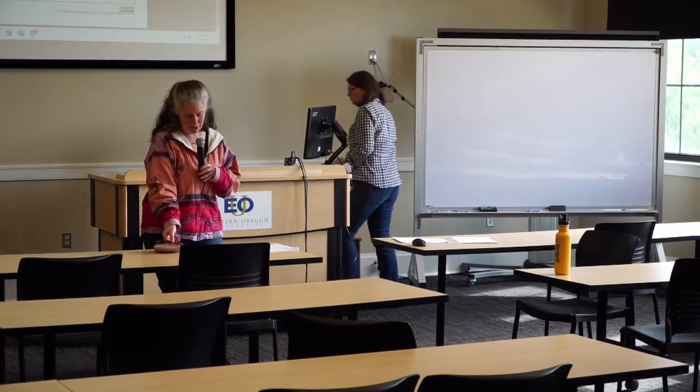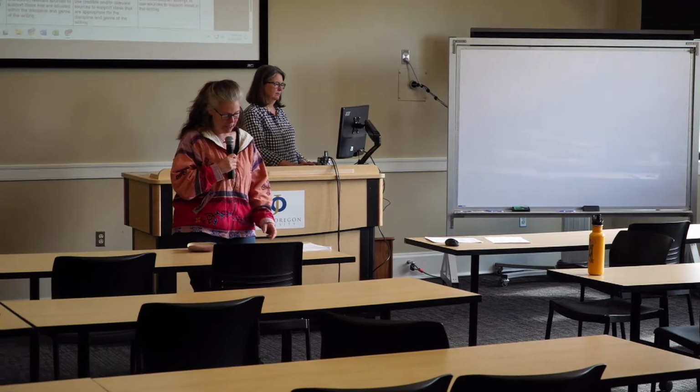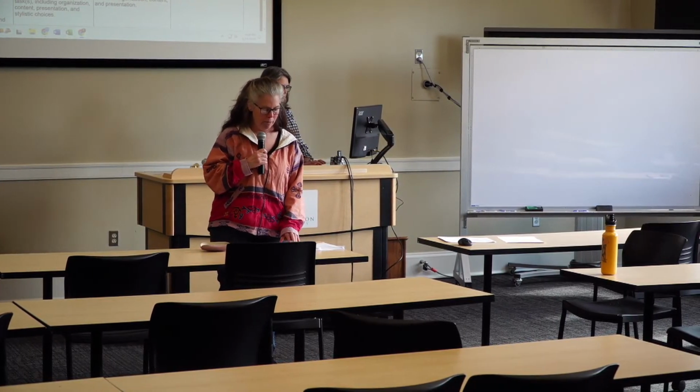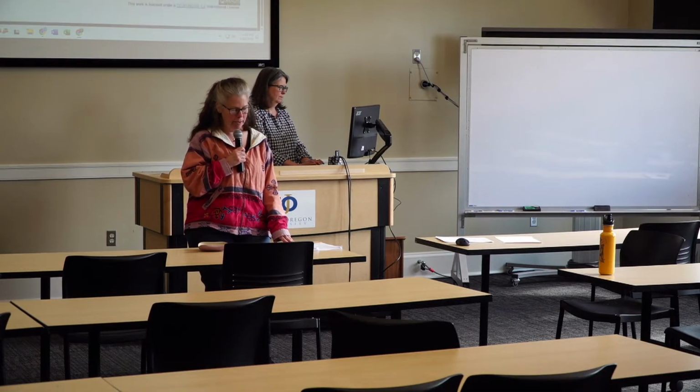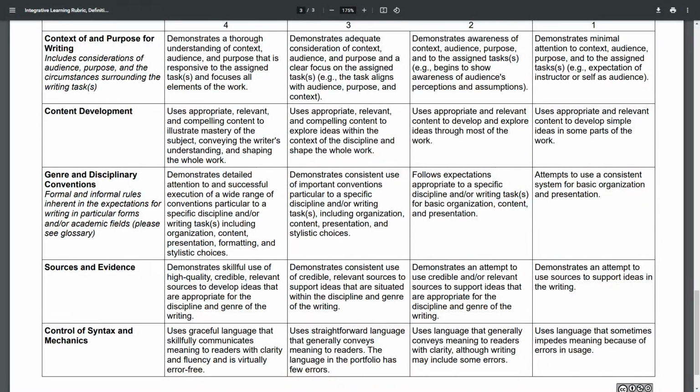Let's take a look now at the AAC&U Written Communication Value Rubric that we've been working with for several years in assessment. We're looking particularly at the sources and evidence line. One part of written communication assessment involves information literacy. And the capstone level criterion is: demonstrates skillful use of high quality, credible, relevant sources to develop ideas that are appropriate for the discipline and genre of the writing. Right? So we have a very basic description of what excellence looks like in this category.